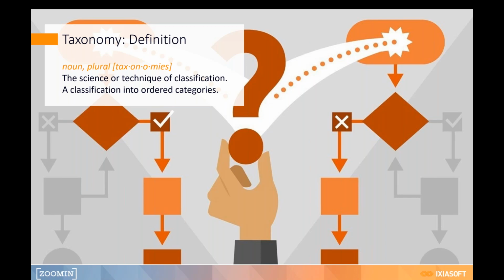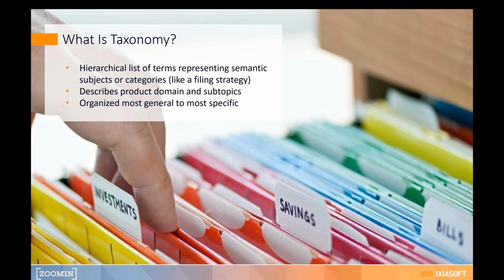So a taxonomy, from a scientific definition, is really the science or technique of classifying stuff. So putting stuff into categories, categorizing kind of anything. We categorize mammals, they categorize birds, they categorize everything in science. On the next page, we're going to look at how this applies more generally to content. So if we think about taxonomy, it's really a hierarchical list of terms representing semantic subjects or categories.